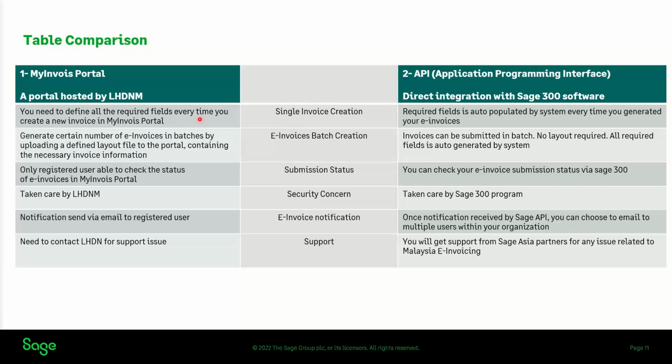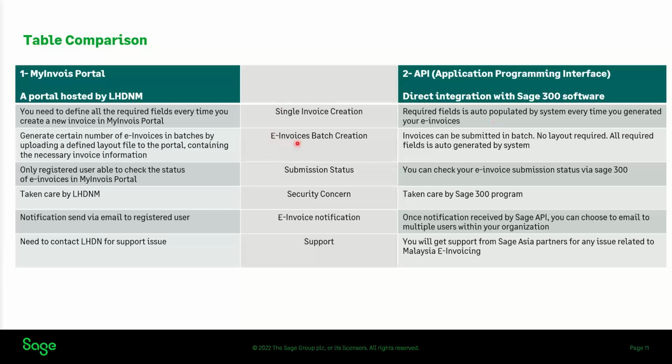If you are using the My Invoice portal, every time you create an invoice in this portal, you need to define all the required fields. If you leave the required fields blank, then definitely your invoice will get rejected. You will hit an error or validation message. But if you're using the Sage 300 API, the direct integration that we are going to develop later, all the required fields are auto-populated by the system every time you generate your e-invoices, so you don't have to worry about required fields anymore.